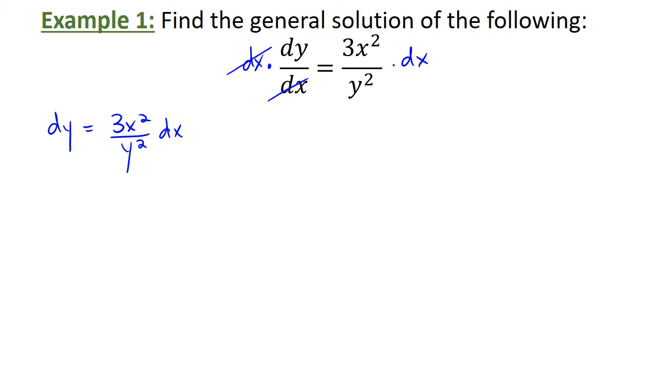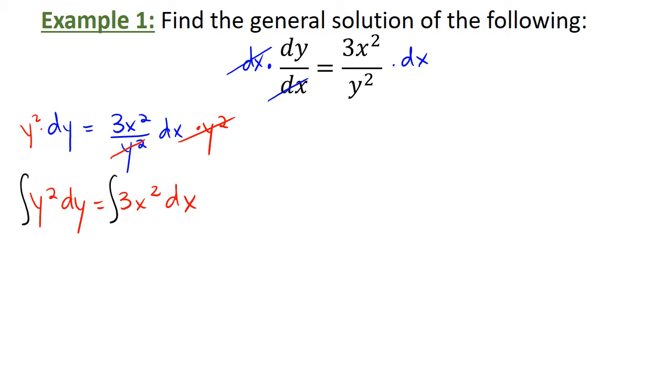Now I just need to move that y squared to the other side, and I can do so by multiplying both sides by y squared. So the y squareds cancel, and I have y squared dy is equal to 3x squared dx. Now the hard part is done, really, and that's separating the variables. Once the variables are separated, in order to find the general solution, which we learned about in the previous class, we need to integrate both sides. We can only integrate to make our lives easier when we have the same variables on each side.